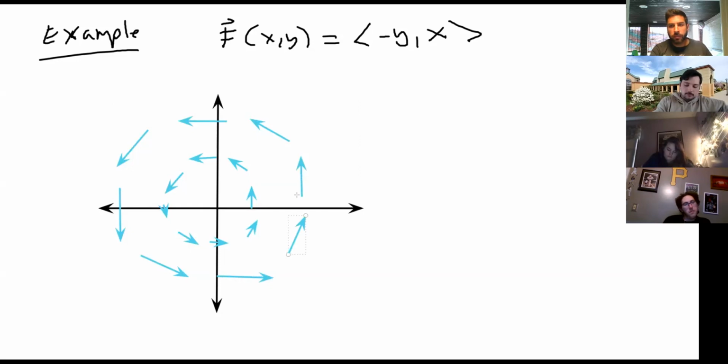Does anybody have a question about this? I mean, these are obviously very tedious to draw by hand, but it's worth your while to try it, to get a feel for it, and then use technology to do it.